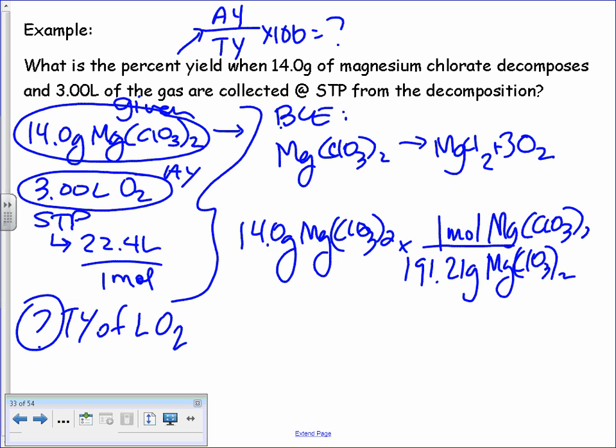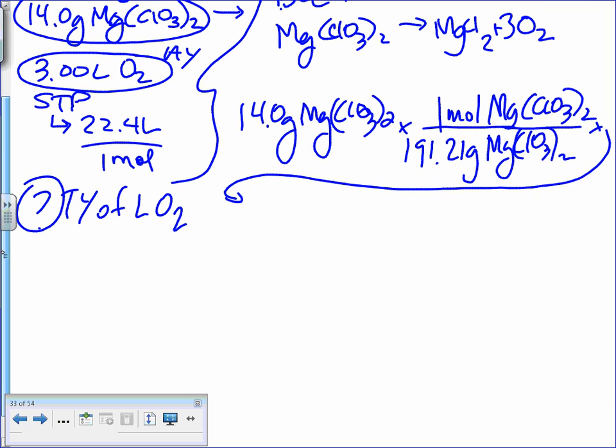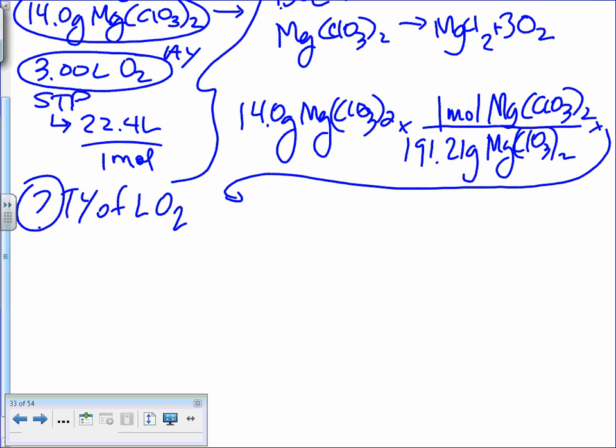I know it's tedious to write out the identity, but you'll thank yourself because you'll be able to understand what your work means. Okay, so I don't have any space, so I'm scooching down. What's my next step then, guys? Get just oxygen, but it's not from magnesium chlorate's oxygen. It's from the legit oxygen made in the reaction. So what do I write here?